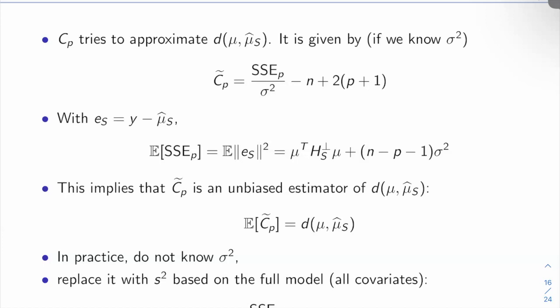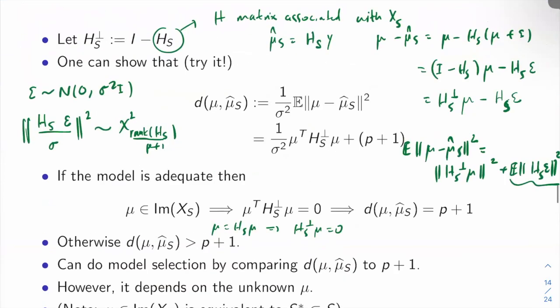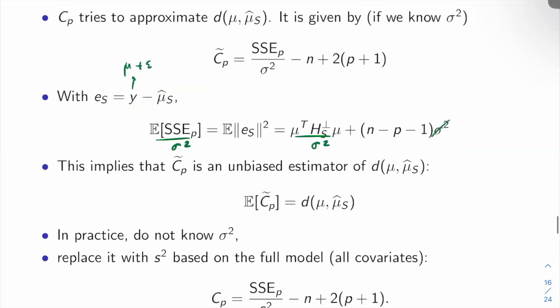So in general, this would be mu plus epsilon, but mu is not necessarily in the image of X. So you write down the expectation, and this turns out to come out. Because I have this, if I divide by sigma squared, I get something which is very similar. You can see here it's p plus 1, and here I have n minus p plus 1.